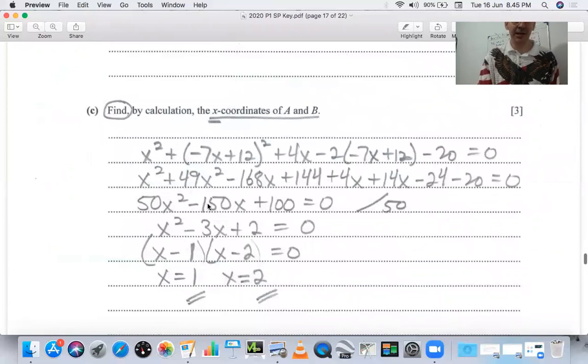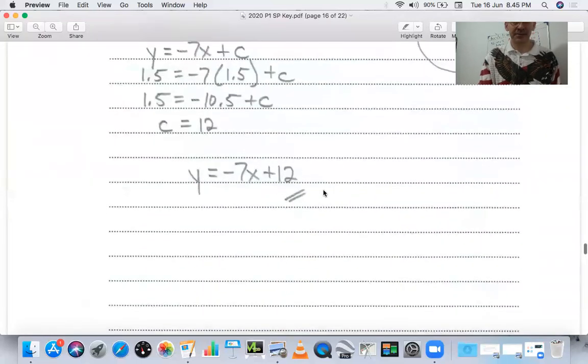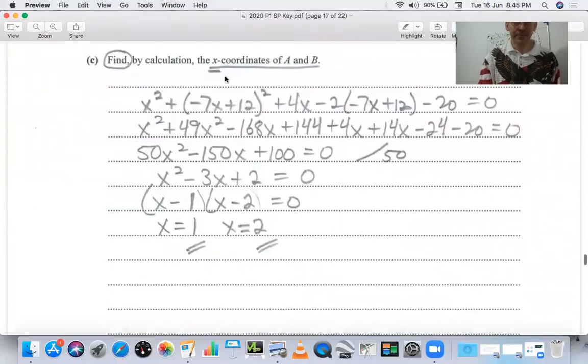So here's our x squared plus y squared, but we substitute our -7x plus 12 in for the y. Here's plus 4x minus 2 times y. Again, we make the substitution, -7x plus 12, and then the constant minus 20. Expand this square here. So that's 49x squared minus 168x plus 144. Might need your calculator to help you on that. Here's the 4x. Distribute the -2 gives us 14x and minus 24, and then our constant at the end.